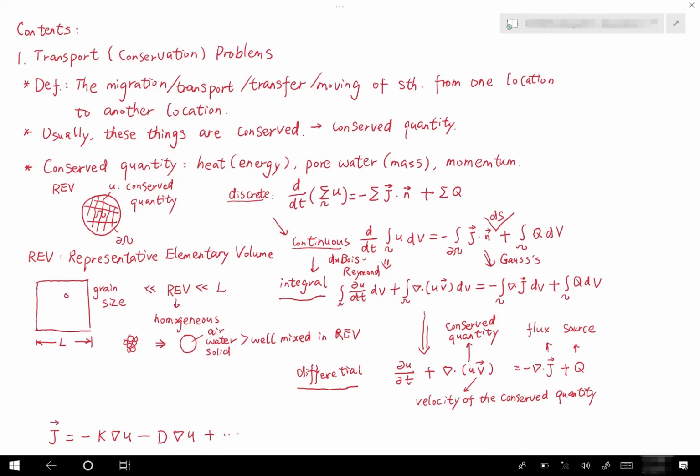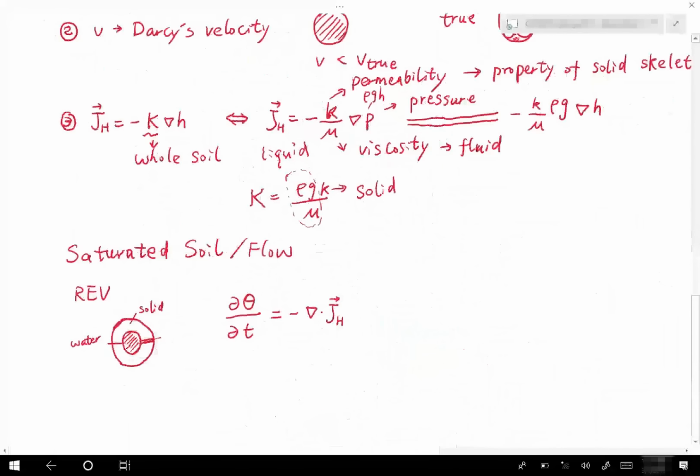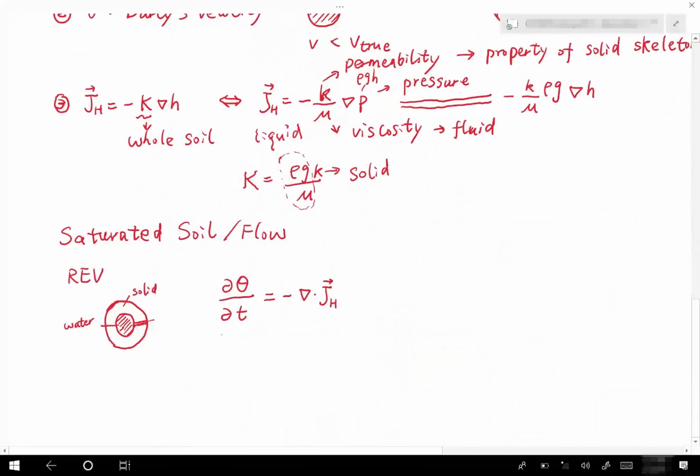And then we keep going. Eventually, we get something like this. So this is the advection term. But in this case, in water movement, we don't have this term. So we only have the first term and then this term. And then we can also consider the source term. So basically, these two terms, the flux term and the accumulation term, are the most significant ones. We're going to use this equation a lot.